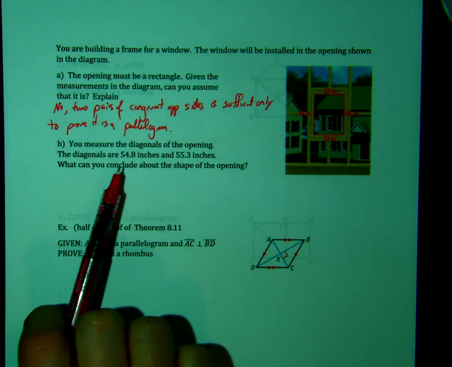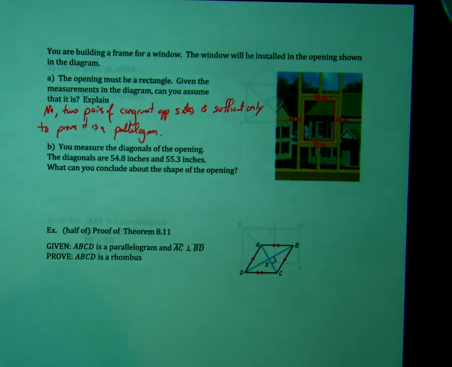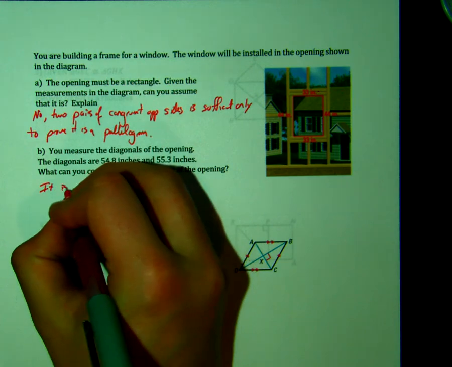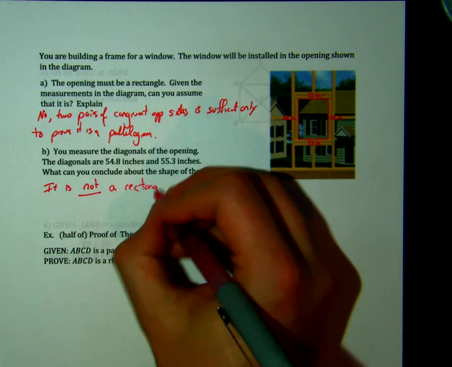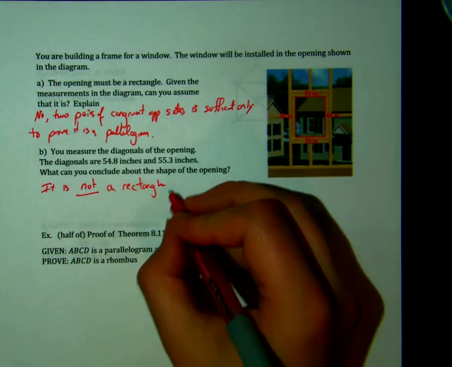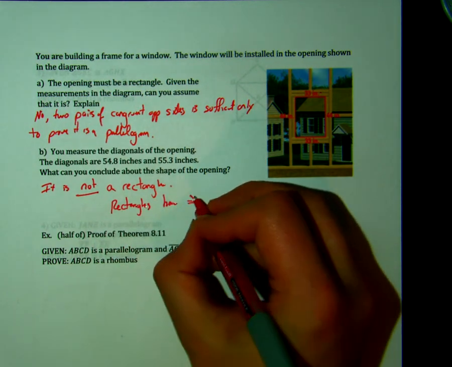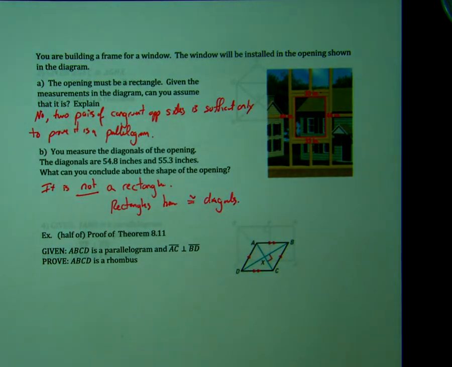So here we measure the diagonals. The diagonals come out to be a little under 55, so 54.8 inches and 55.3 inches. What can you conclude? Well, we conclude that we're in a small bit of trouble. Okay, so we can conclude that it is not a rectangle, because rectangles have congruent diagonals. All right, so that means that this is indeed a parallelogram. Okay, so it's not going to be a perfect rectangle, unfortunately.